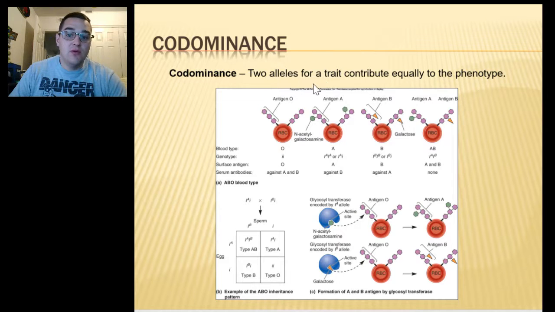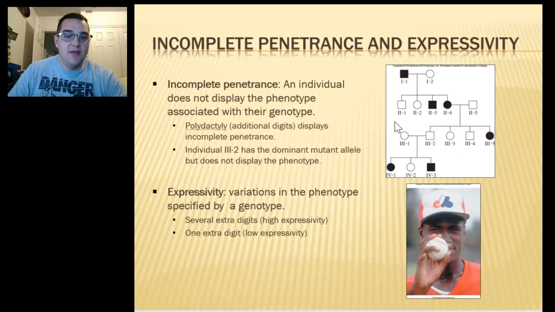So two alleles for a trait contribute equally to the phenotype, and that's what this is explaining: you can have one type, then you can have another phenotype, and then those mixing creates a third phenotype. That's codominance.